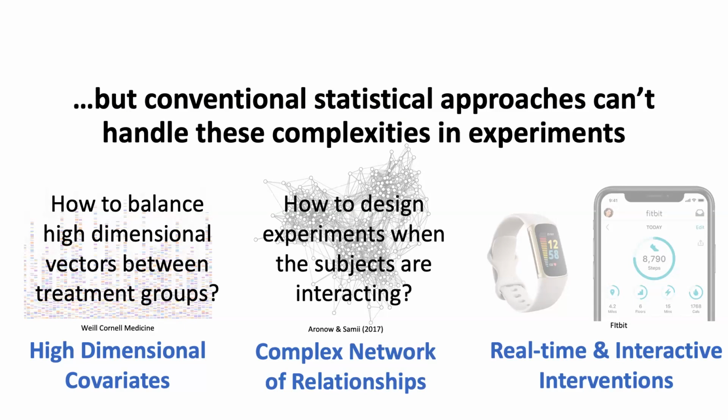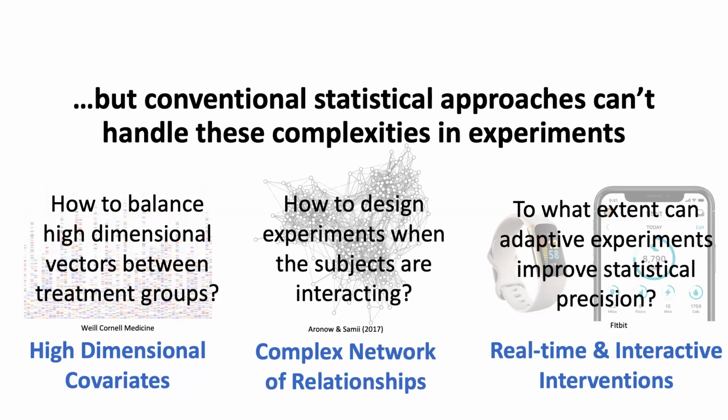Designing experiments when subjects are interacting is also a challenging question. If you were to independently assign treatment and control, then it will happen that most of the subjects in your experiment have about half of their neighbors treated and half control, which doesn't allow for lots of variation to investigate certain types of spillover effects. And finally, understanding the extent to which adaptive experiments can improve statistical precision is also a challenging problem. For one, the space of adaptive designs is so much broader than those non-adaptive ones.